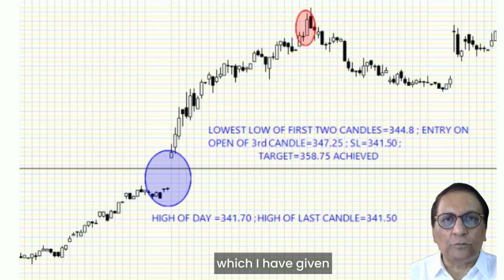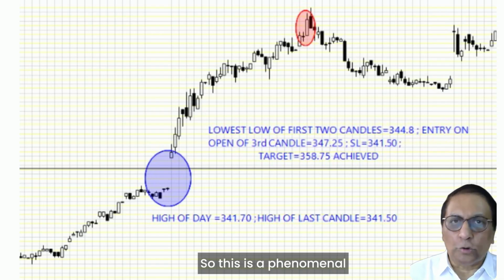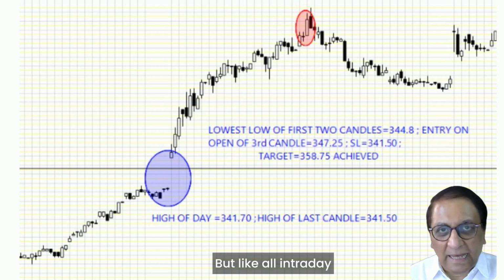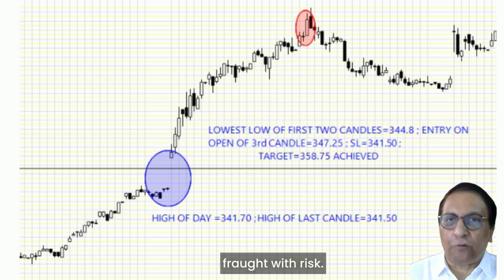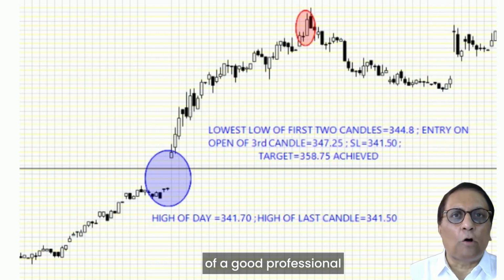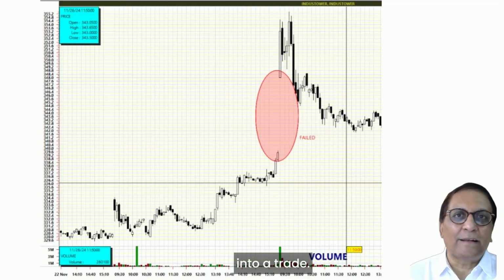If you look at the numbers which I have given on the screen, you will see that within a few hours, this target was comfortably met. So this is a phenomenal intraday trading system, but like all intraday systems, it is fraught with risk. So you must be careful when trading this system and take the advice of a good professional portfolio manager before you actually enter into a trade.